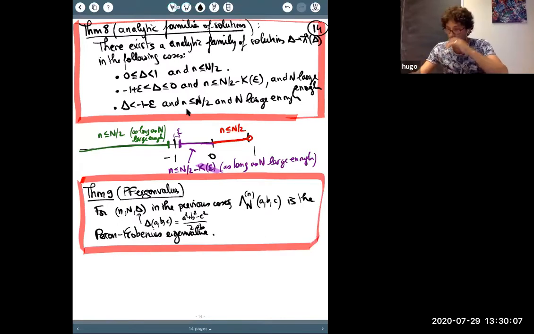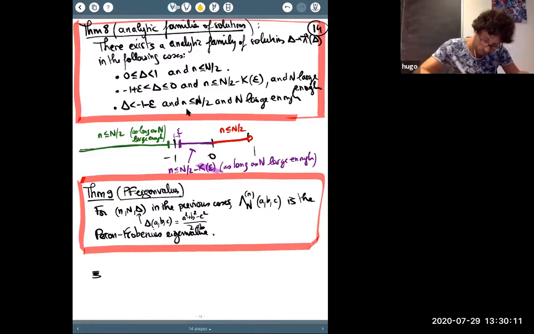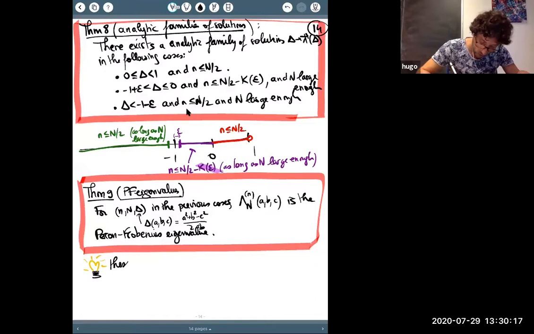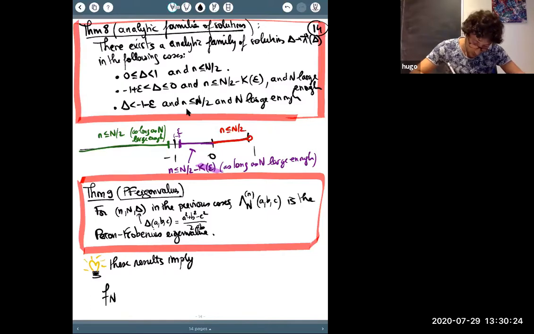Okay. So just to notice that these things kind of work well together is that these results, they imply the following. They imply that f capital N n of ABC, remember this is the limit, I mean, it was 1 over n times the log of the lambda Perron-Frobenius of ABC.